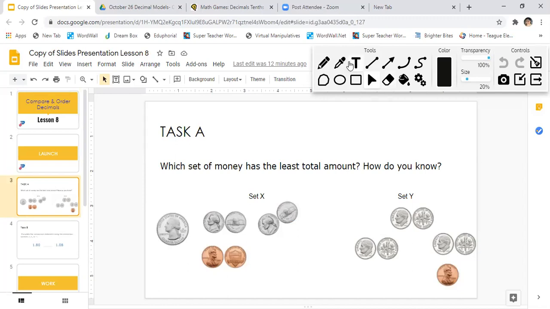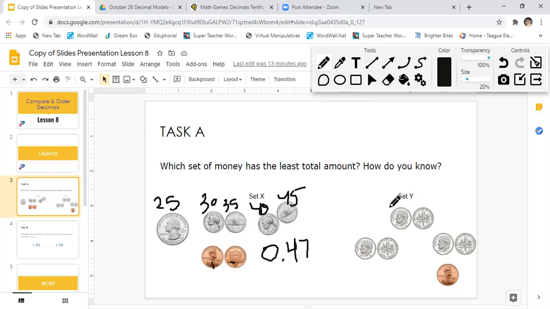So 25, let me write it down. Cents, 30, 35, 40. Whoops, that's a 0. 45, 46, 47. So here I have $0 and 47 cents.